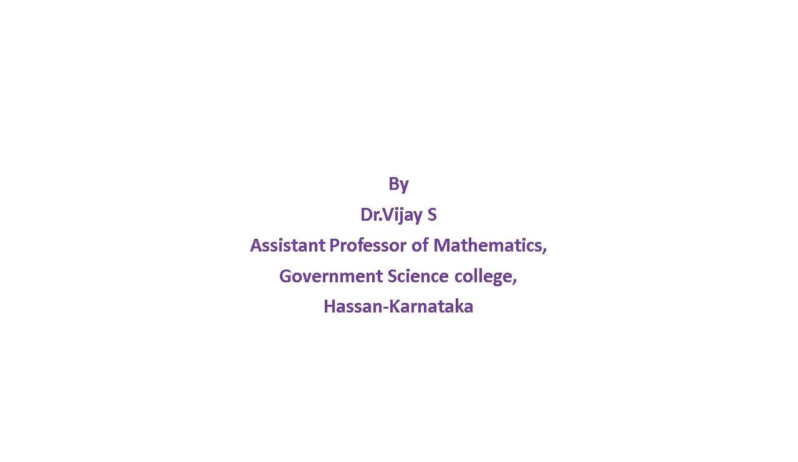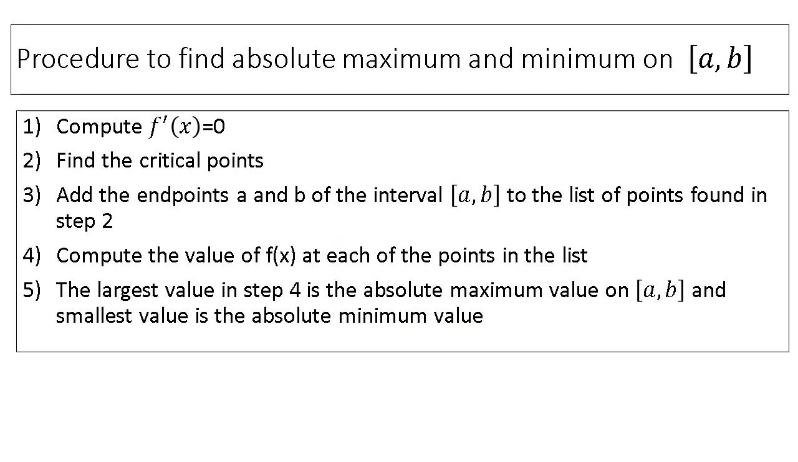In this video, let us learn how to find absolute or global maximum and absolute or global minimum value in the closed interval AB, not on the entire domain, in the closed interval AB. Finding absolute extrema on the closed interval AB. Absolute extrema means maximum and minimum values.